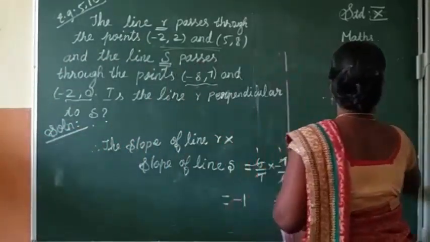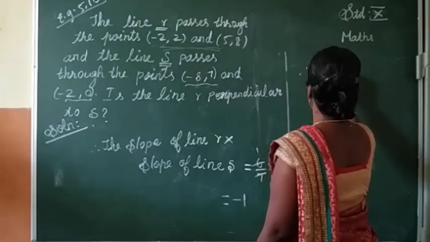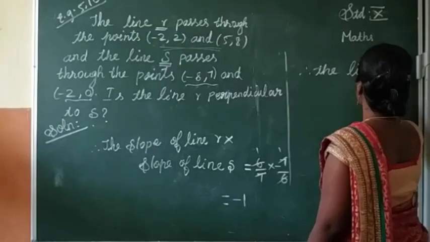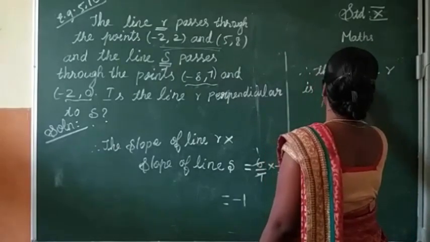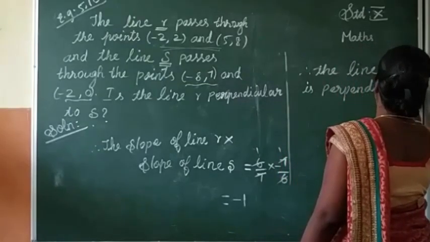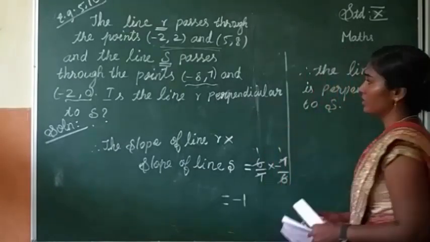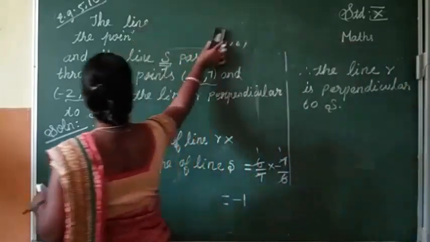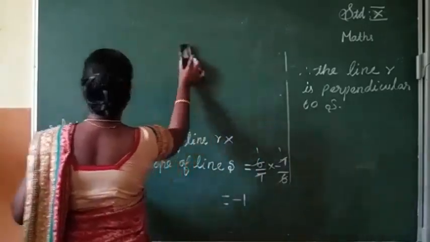Finally mention, therefore the line R is perpendicular to S. That was problem 1. So the next problem, example 5.11.